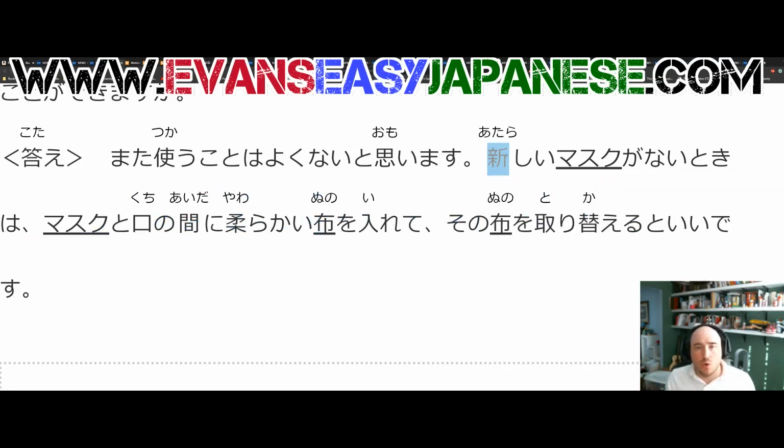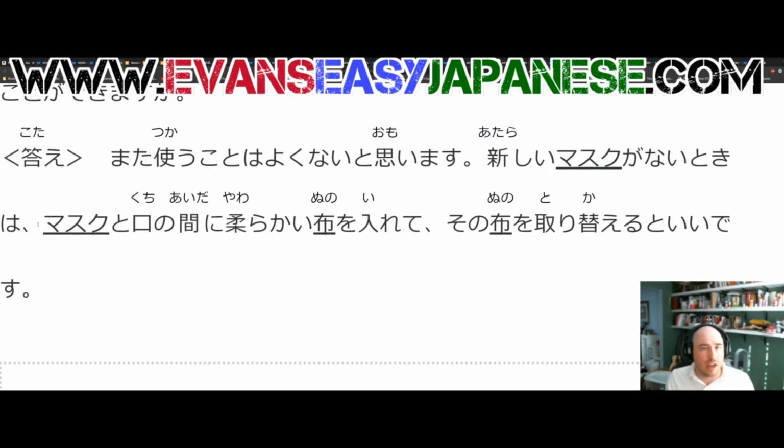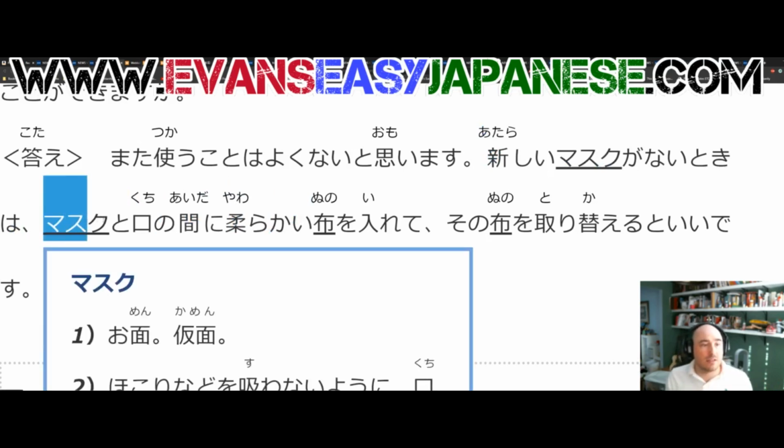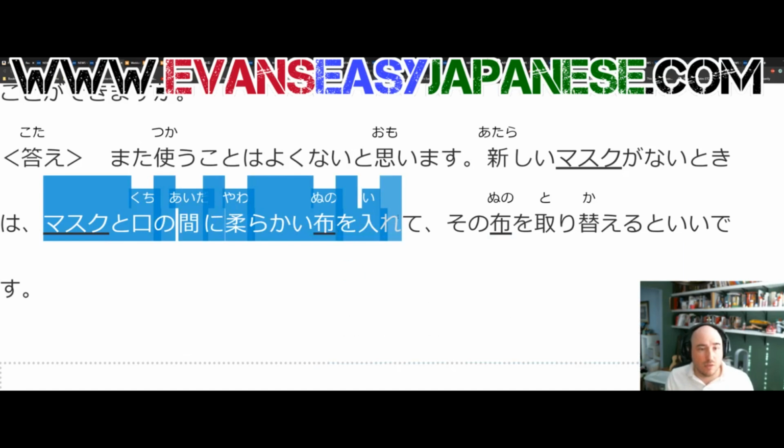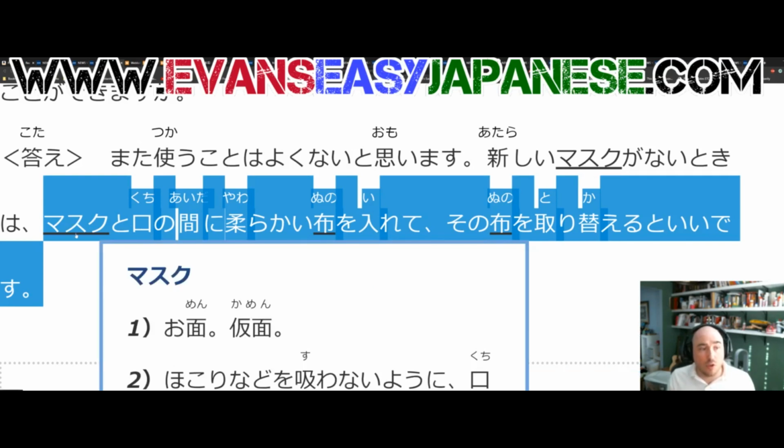So, when you don't have a mask, atarashii mask ga nai toki wa, in the event of not having a new mask, she's saying, mask to kuchi no aida ni yawarakai nuno o irete, put a soft fabric in between your mouth and apparently the old mask. And then sono nuno o torikaeru to ii desu. That way you can exchange the fabrics. So your old mask is still going to be there. However, you're going to have a cloth in between your mask and your mouth.